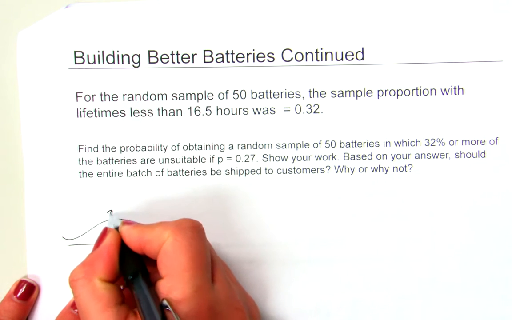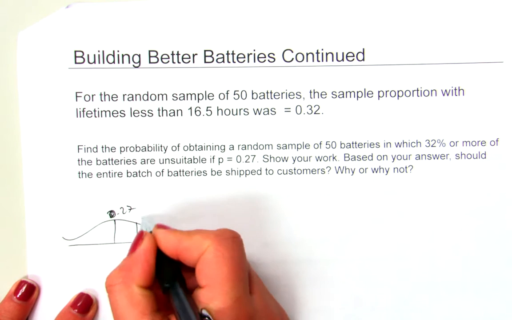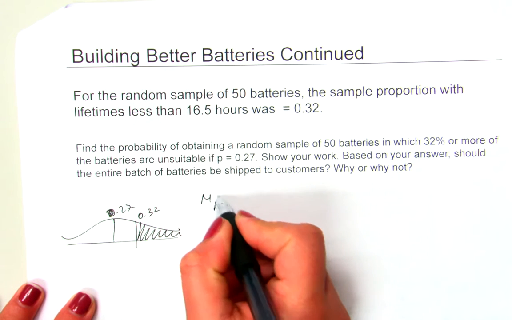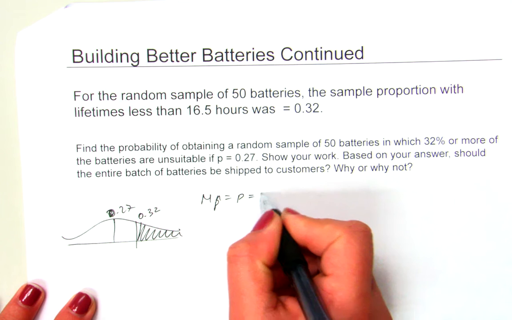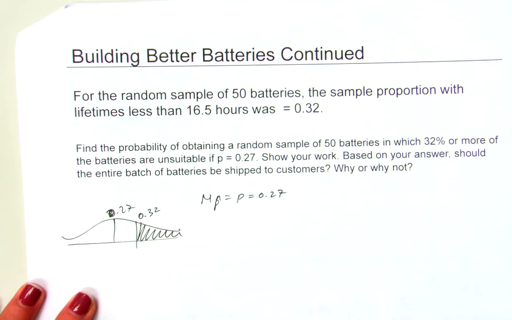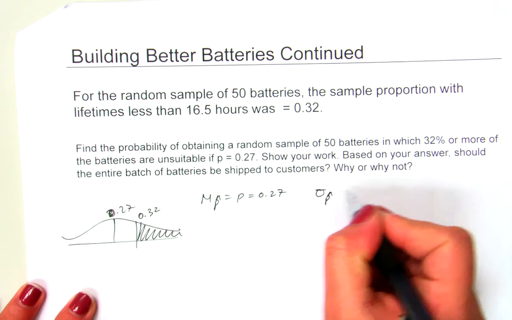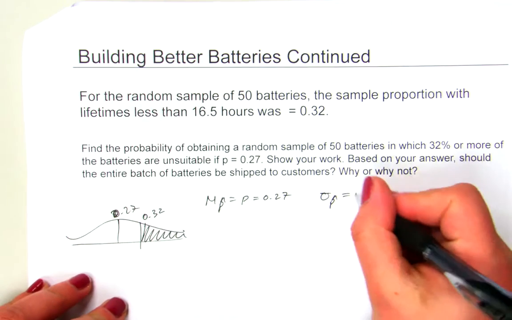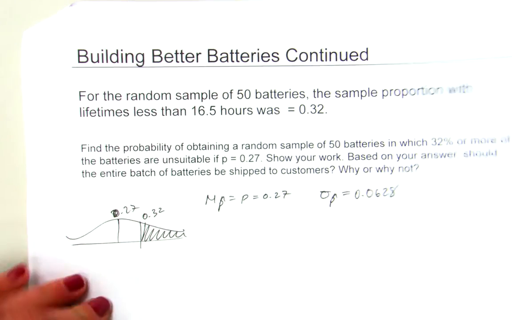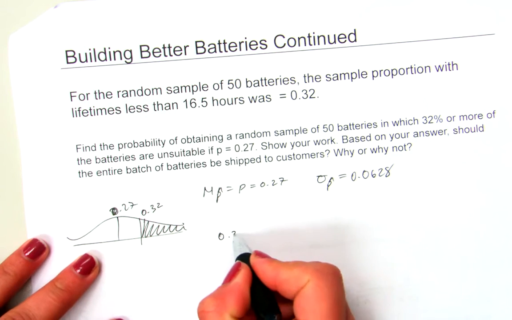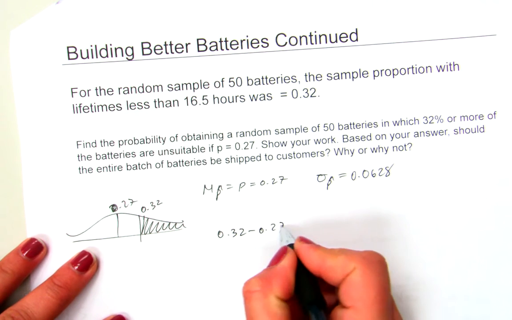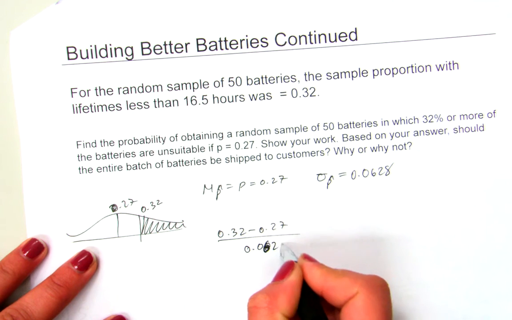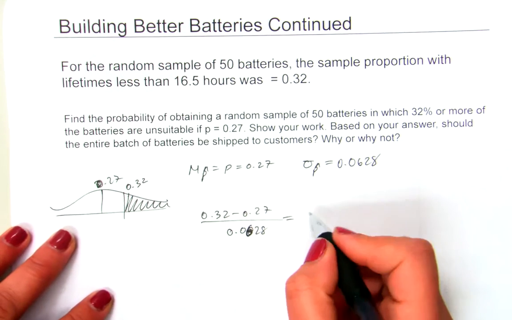There's our 0.27. We wanted to know more than 0.32. Our mean is the same as P, in this case 0.27. Our standard deviation was equal to 0.0628. So 0.32 minus 0.27, divided by 0.0628, gives us 0.80.